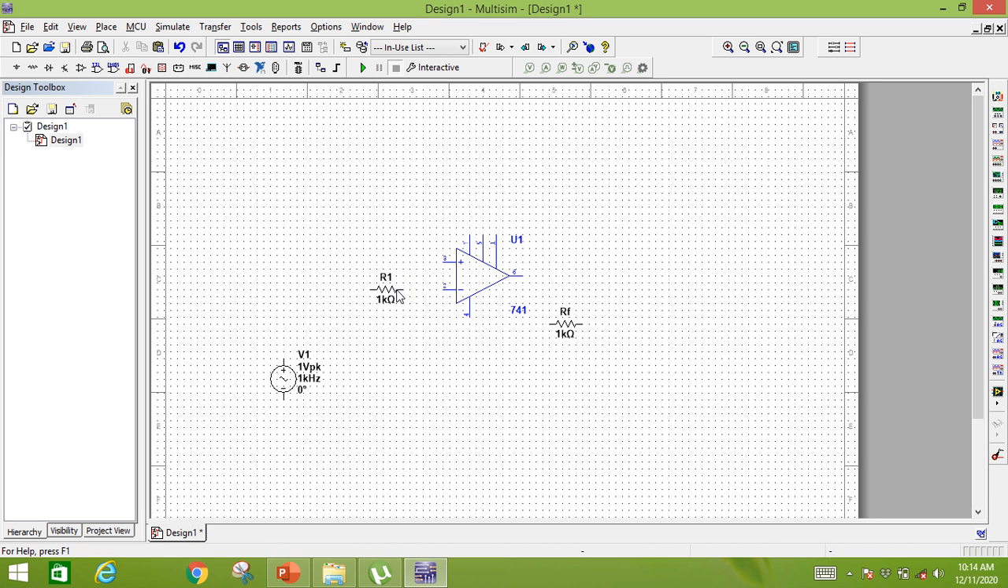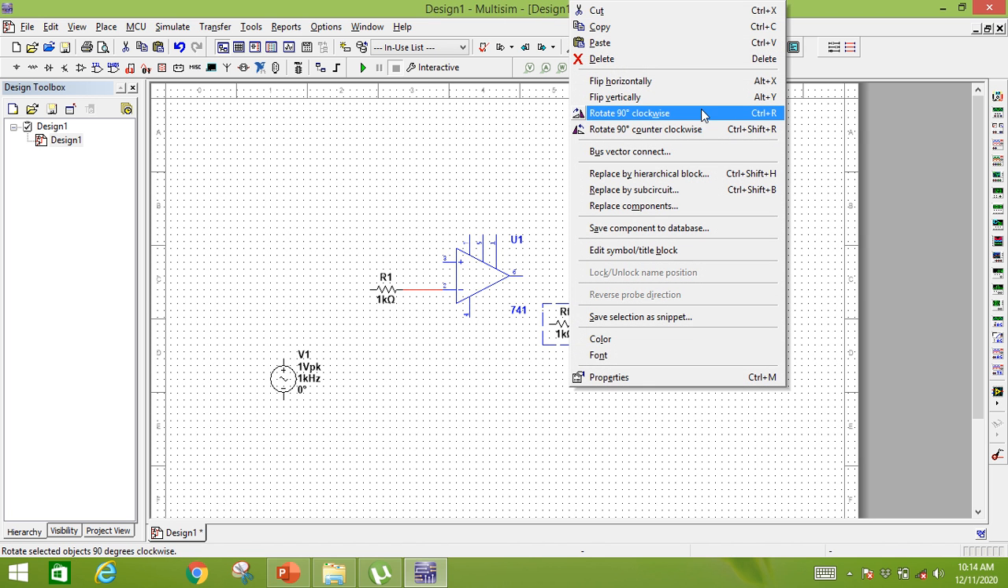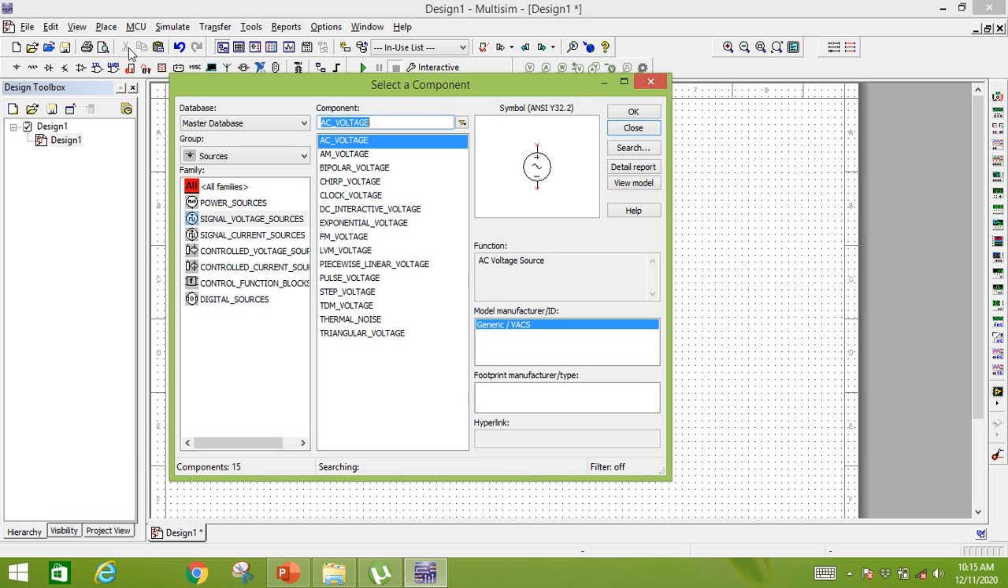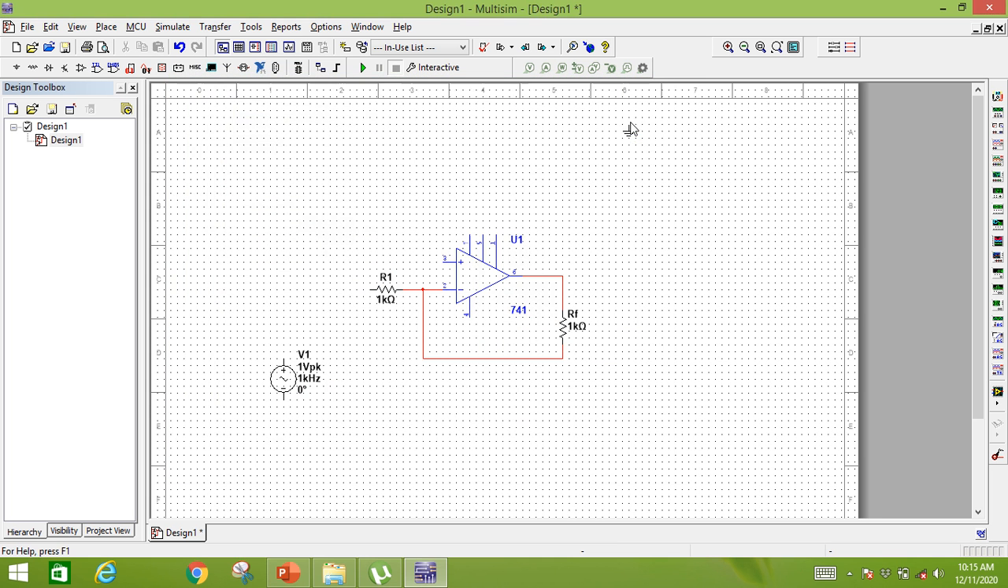Let's first make the necessary connections. R1 I connect to pin 2. Similarly, let me rotate RF. This is RF, and RF will be connected here. I need a ground too, so I will go to the power sources and select the ground from here.